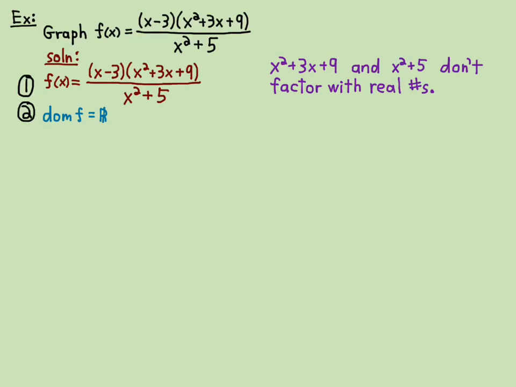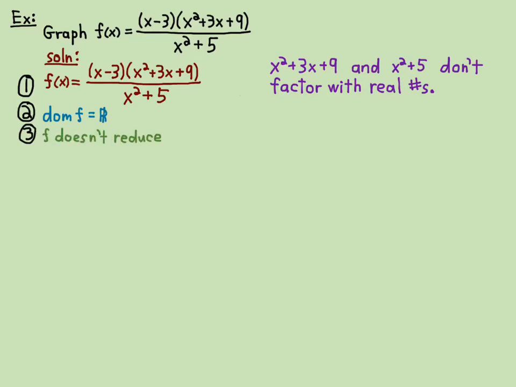The domain of f is all real numbers. Why? Because the denominator is never 0 for x real numbers. As long as x is real, the smallest the denominator could be is 5, because x squared, the smallest it could be, is 0, and you add 5 to it, right? The smallest that could be is 5.